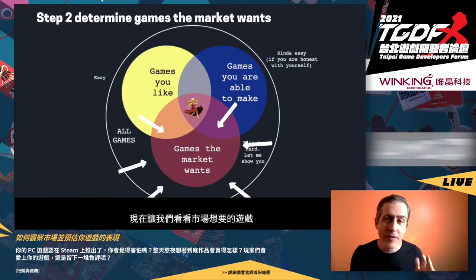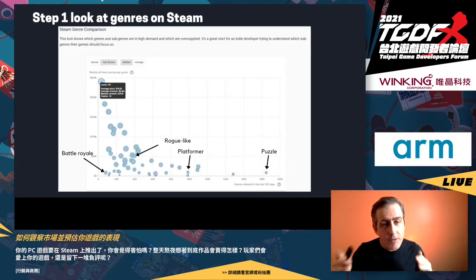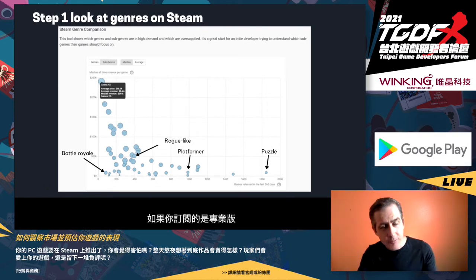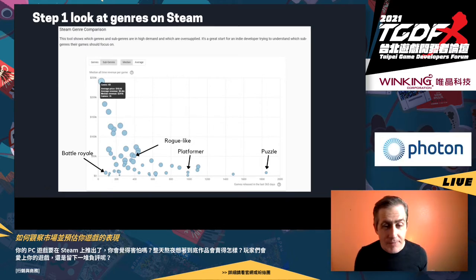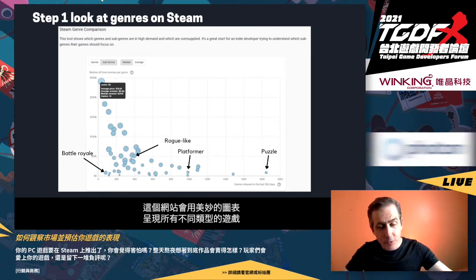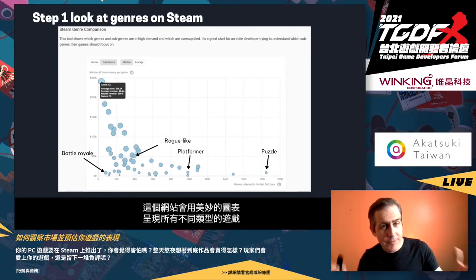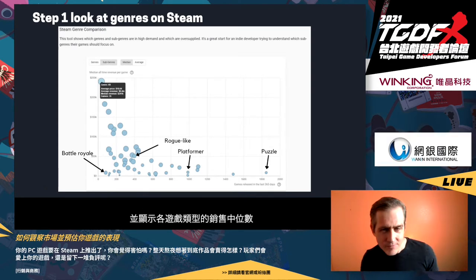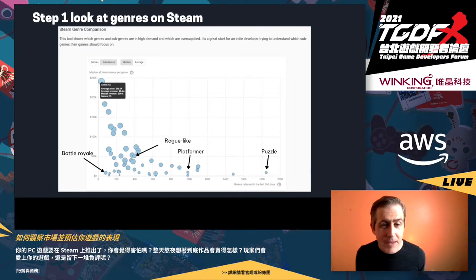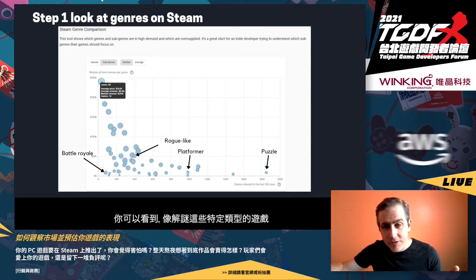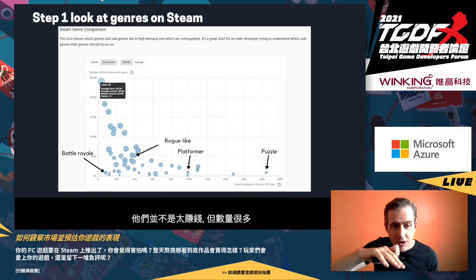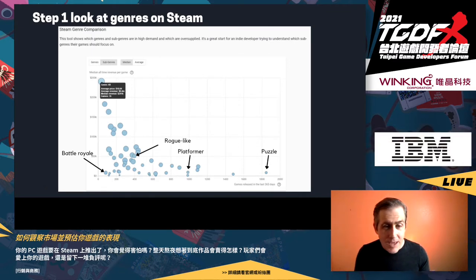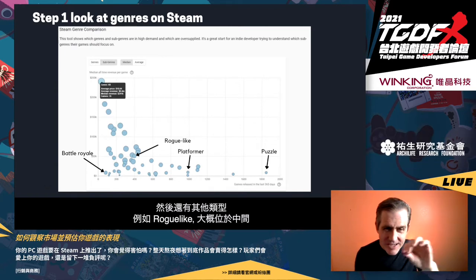Now let's look at games that the market wants. Now this is from a website called vginsights.com. And if you subscribe to the professional tier, they will show you this wonderful graph that shows all the different types of games and all the different genres and how well they sell on a median basis. So it's broken down by genre. And as you can see, there's certain genres like puzzle that are not making that much money, but there are lots of them. And then there's other genres like roguelike, which is kind of right in the middle.